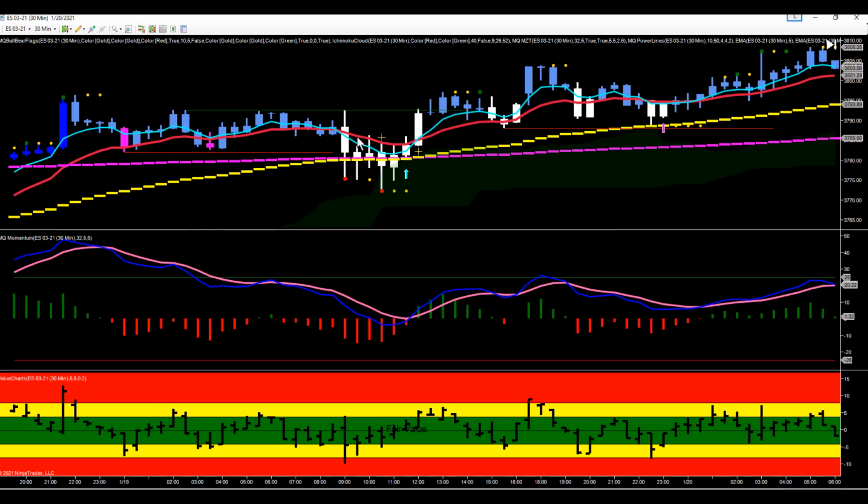Compare this to yesterday, for example. Here's yesterday. Look, we were all over the place on these EMAs in yesterday's trading. We're above and below, back and forth, kind of all over the place on those EMAs. This was not a very good trending day. And that's one good way to recognize that.